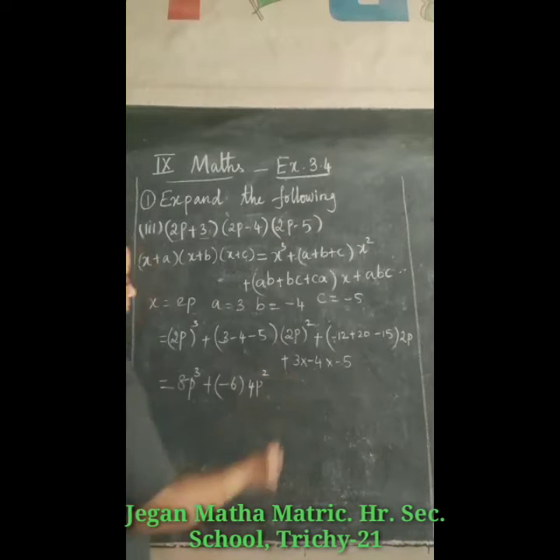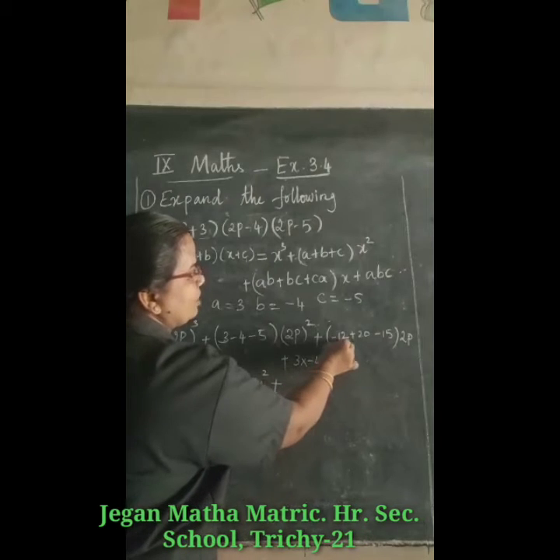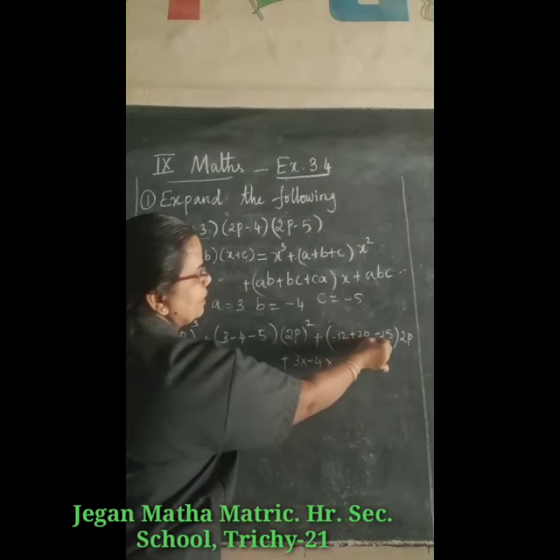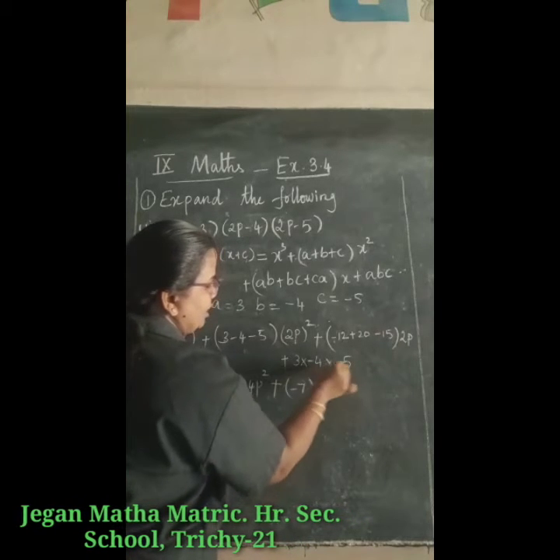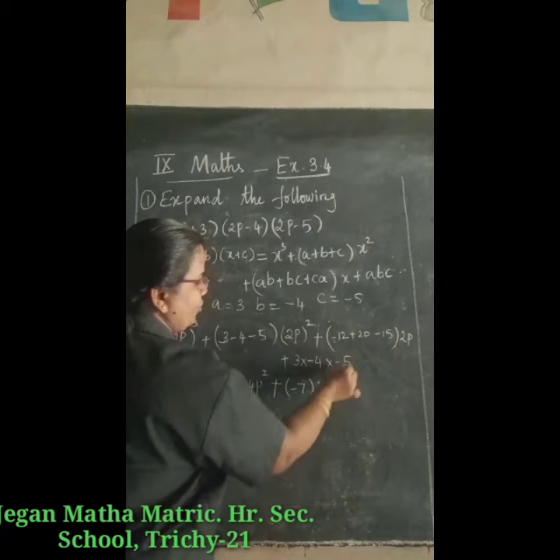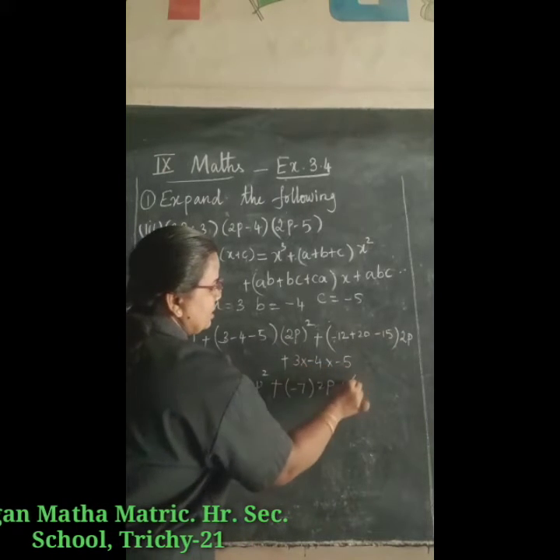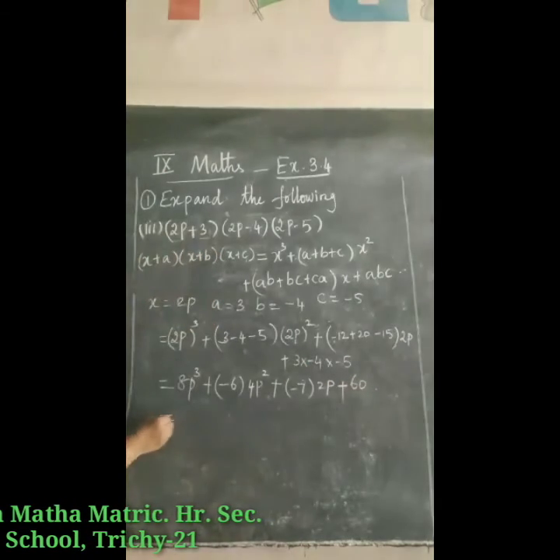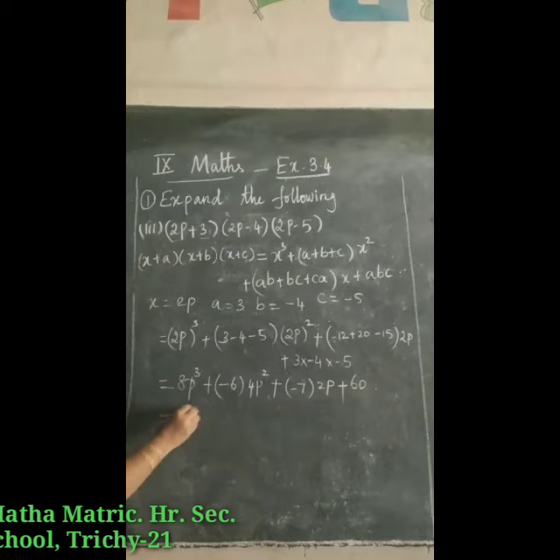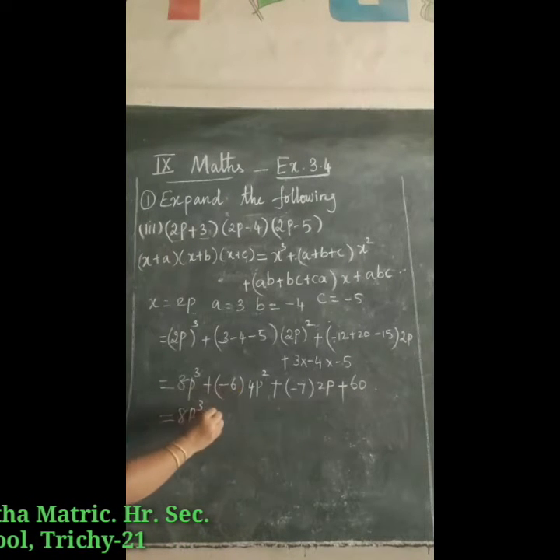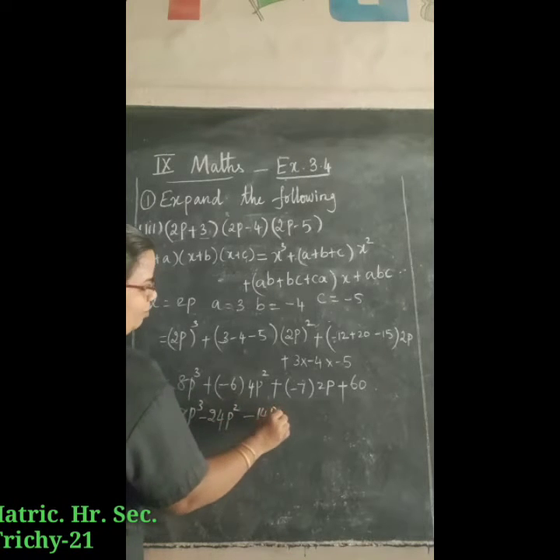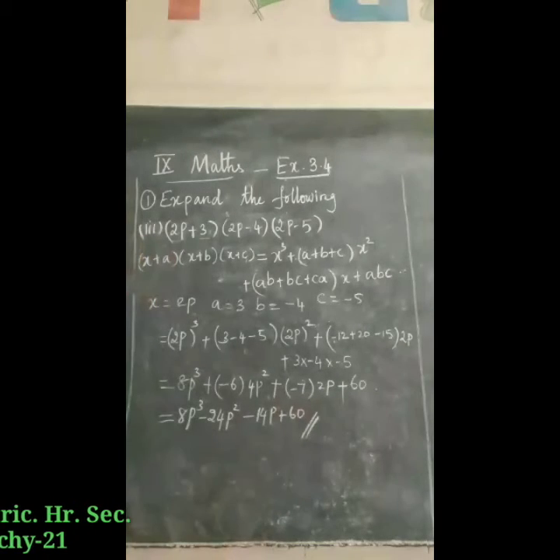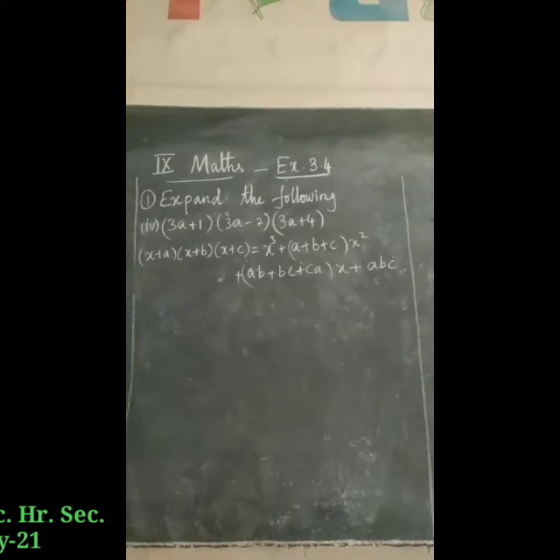4p square, and plus minus 12 plus 28, 8 minus 15 minus 7 into 2p. Here minus of minus plus only, so 5 4s are 20, 20 into 3 is 60. So we simplify this one: 8p cube, here minus 24p square, here minus 14p plus 60 is the answer. Can you understand, students? The next question, expand the following.